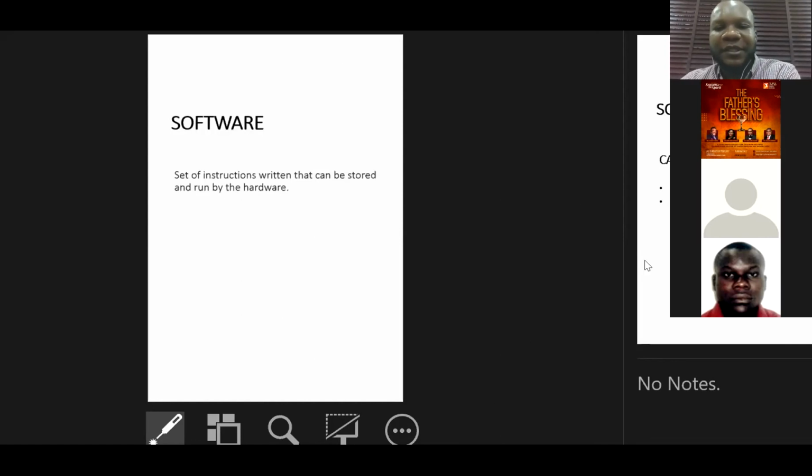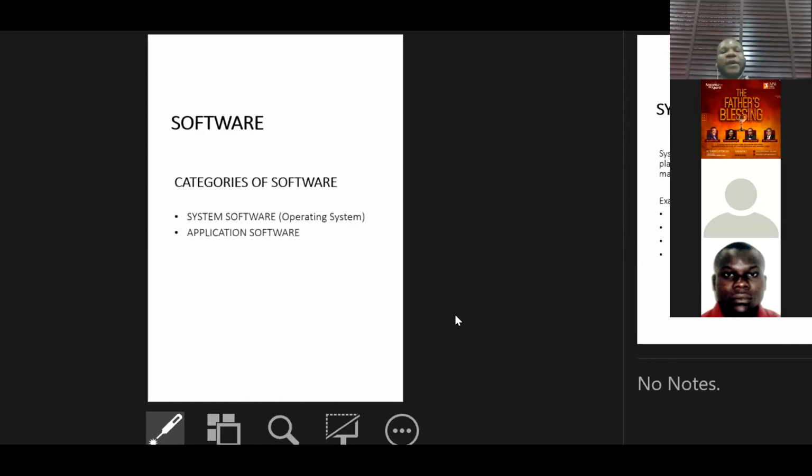Okay, so we can move to the next slide now. We have the system software, which is also somehow called operating system, or an example of system software is the operating system. Then we also have the application software. Can you now say that you know it? I'm sure you'll have said, oh, okay, this is what it was referring to.